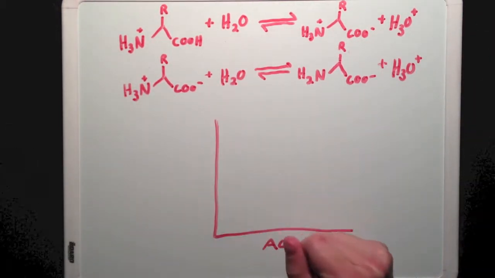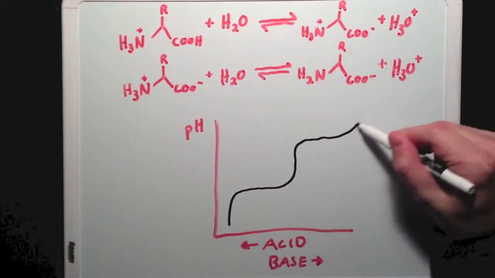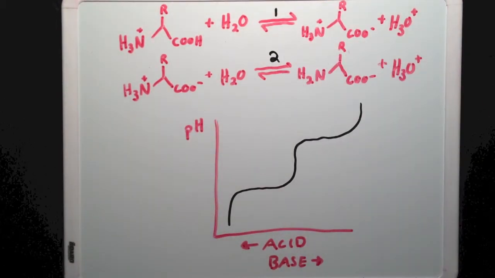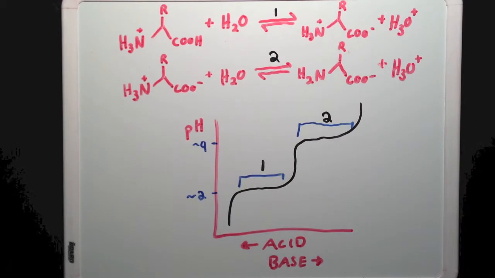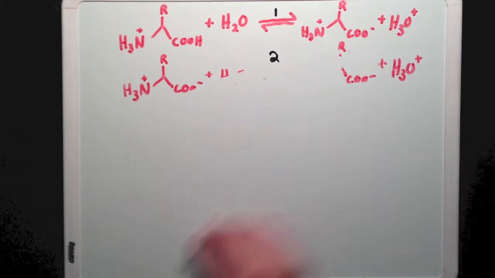If we take a look at a titration curve, we can see that each reaction has a corresponding buffer zone, meaning that an amino acid can act as an effective buffer at two pH ranges, one at a pH of around 2 and the other at a pH of around 9.